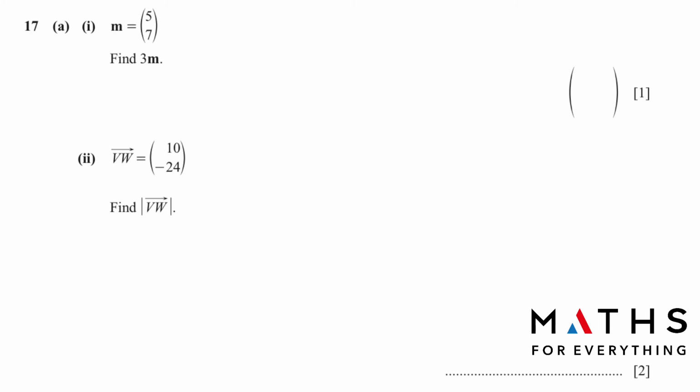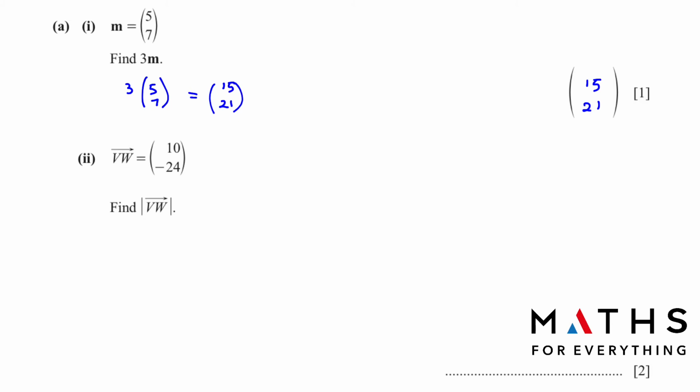Question number 17 is a vector question. Part A: m is equal to column vector 5, 7, find 3m. So 3 is our scalar value. We will just write it like this and multiply 5 by 3, which is 15, and 7 by 3, which is 21. That's the answer.